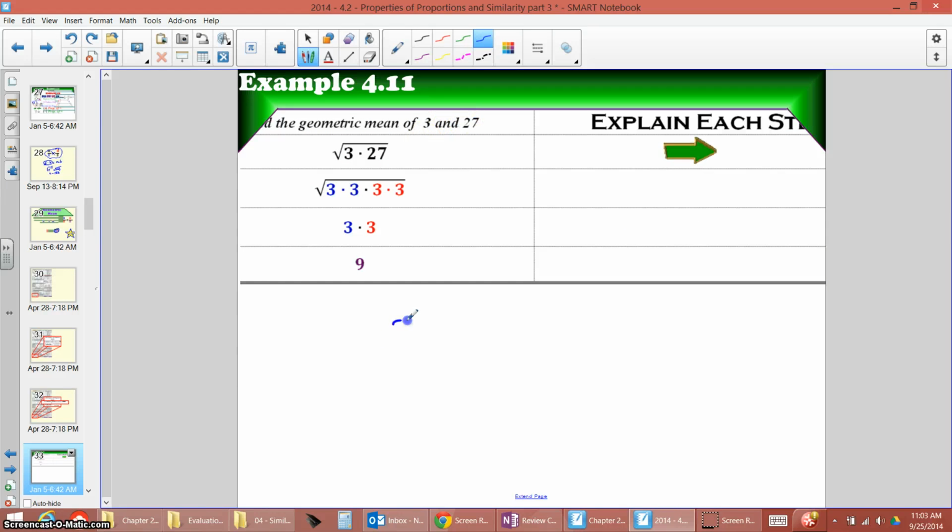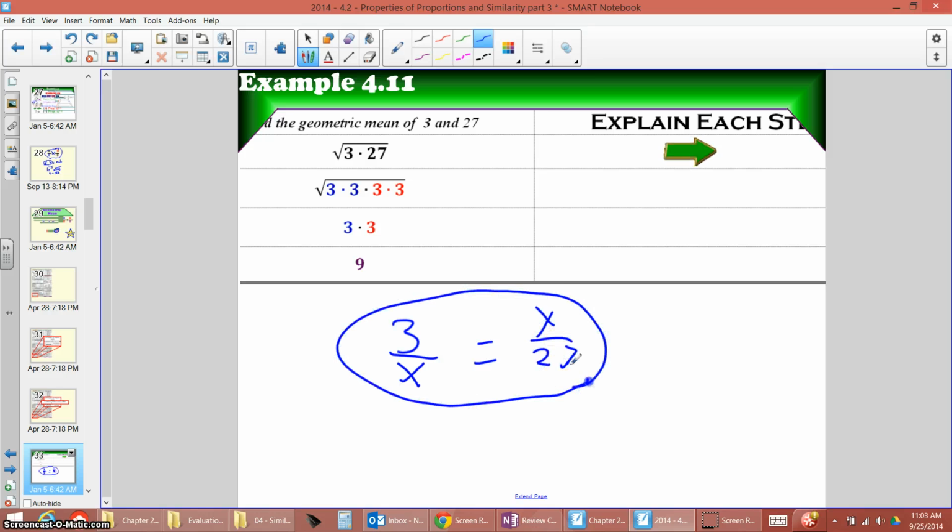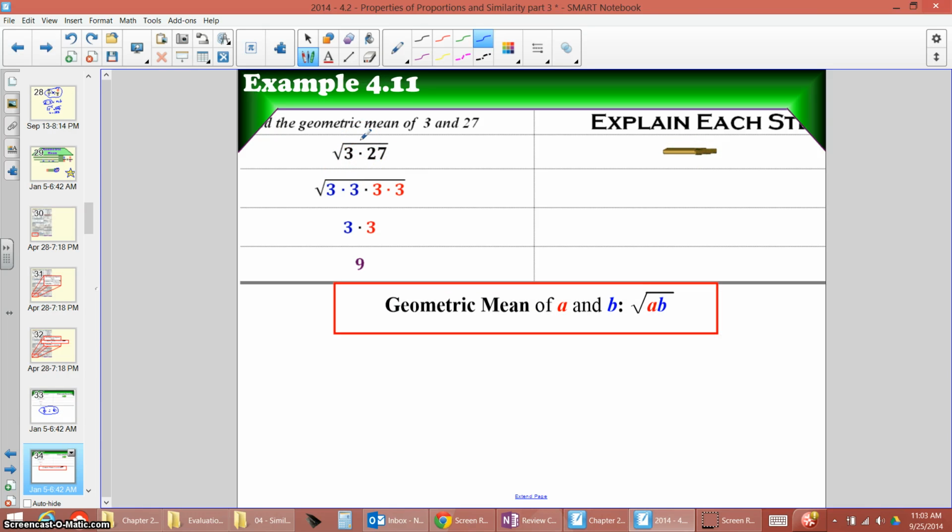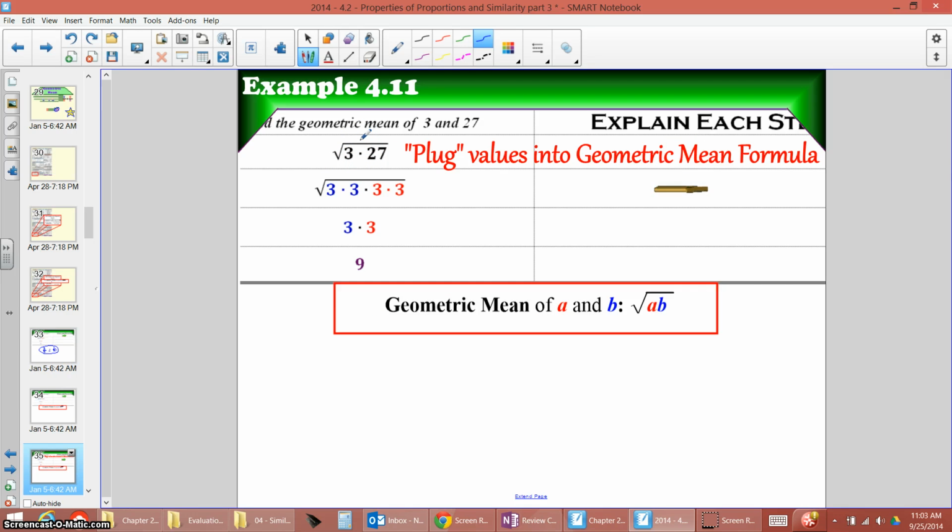This means that I have 3 over x is equal to x over 27. This scenario provides me with the way to find out the geometric mean. But if you don't want to follow through with this example here, you can just plug in the formula. So I put 3 and 27 there. So I'm doing the square root. Plug in the values in the formula, right? Find the formula you need, plug it in.